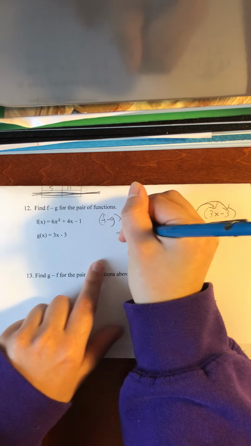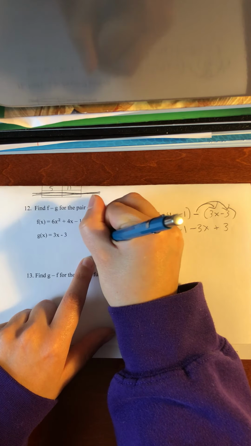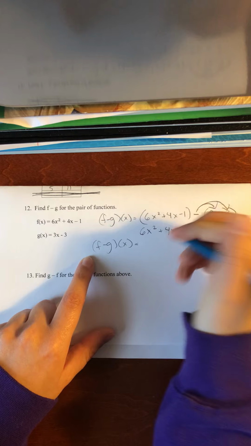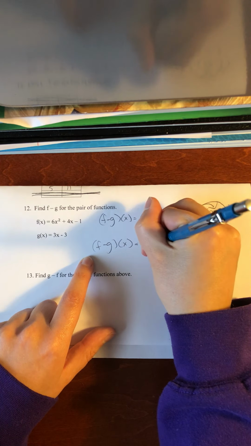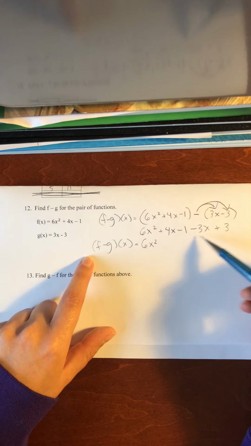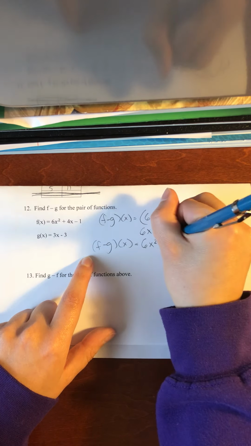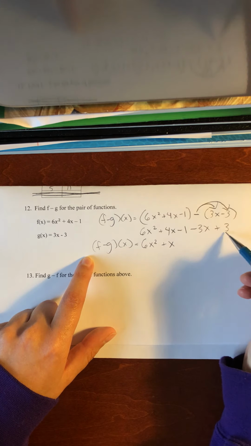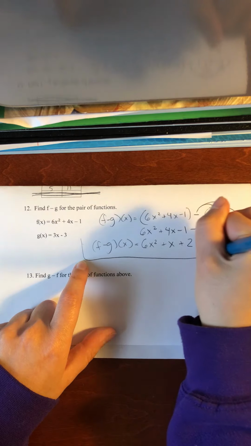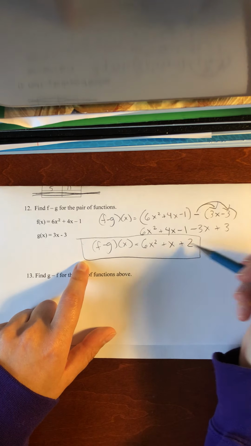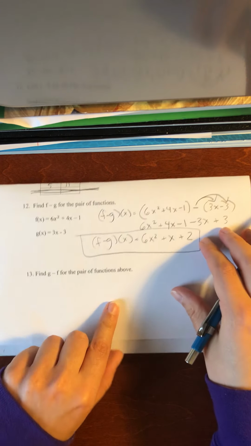Now we're going to combine like terms. It's f minus g of x for the entire thing, by the way. I'm just being lazy. Okay, so we have 6x squared. We have positive 4x and negative 3x, which makes positive 1x, so plus x. And then negative 1 plus 3 is positive 2. So f minus g of x is 6x squared plus x plus 2.